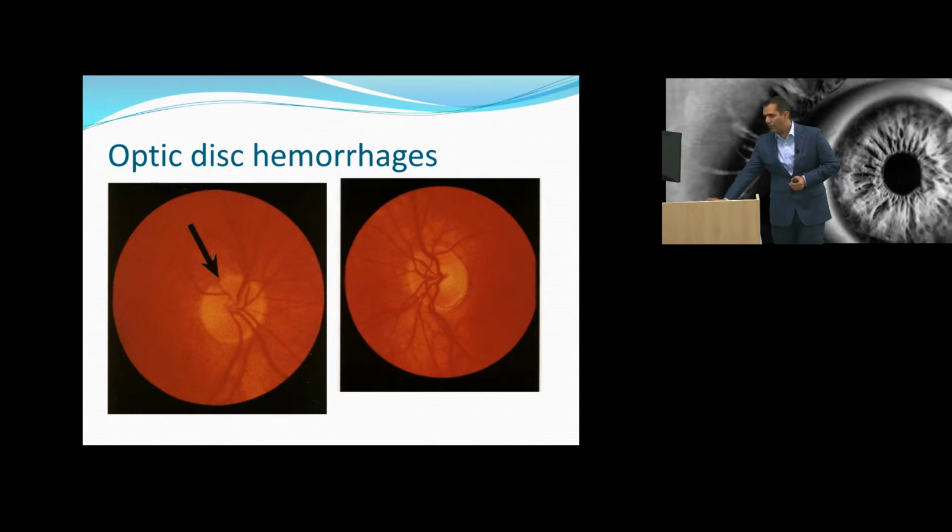So in this arrow, it's so difficult that you can't even tell. If I took this arrow off, you won't be able to tell where the disc hemorrhage is. And the point is to just show that it could be very subtle.